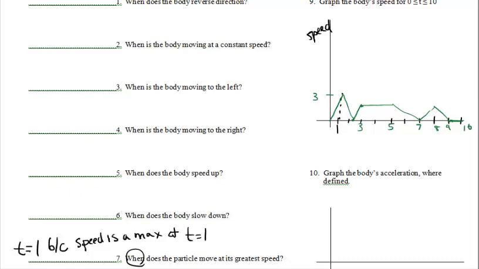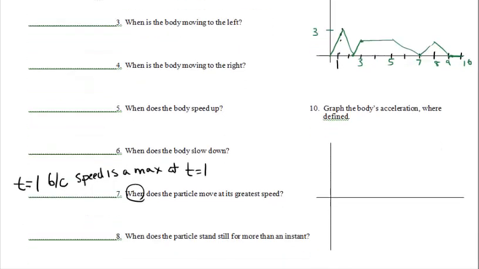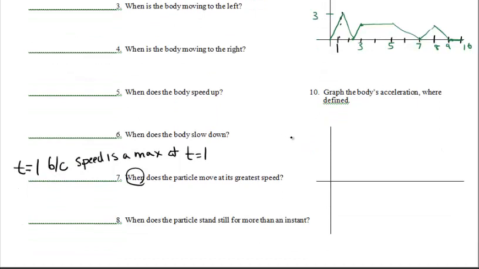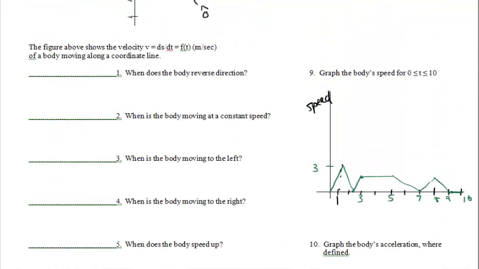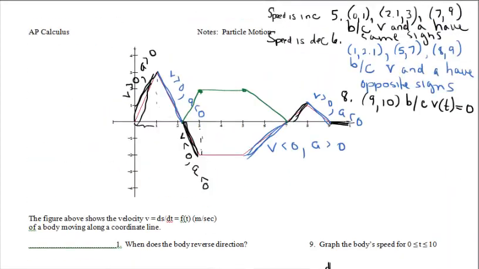Last problem. Let's graph the body's acceleration where defined. All right, well, acceleration is the slope of velocity. So they could have said, graph the slope graph for this given graph. So we're going to take, ignoring this green part of the graph here, the original graph, and we're going to go ahead and graph the slope graph. Notice this is a piecewise linear function. This graph is made up of a bunch of pieces of lines.